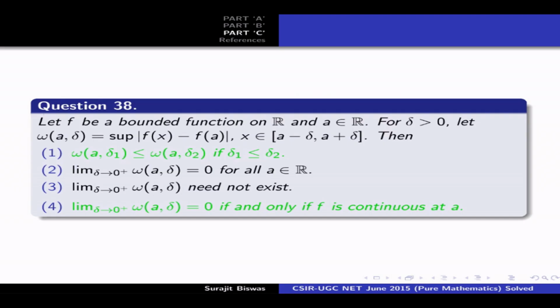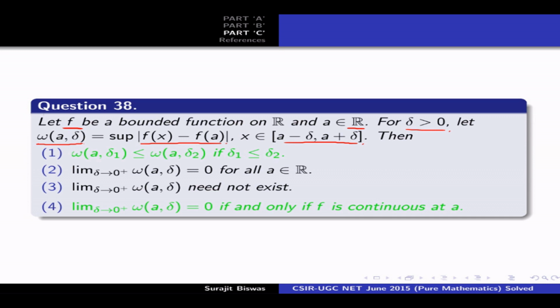Question number 38. Let f be a bounded function on R and a belongs to the set of real numbers R. For delta greater than 0, let omega(a, delta) equal the supremum of |f(x) minus f(a)|, x varying in the closed interval [a minus delta, a plus delta]. So this omega function is called the oscillation function corresponding to f. Okay, so we have 4 options. We have to choose the correct one.